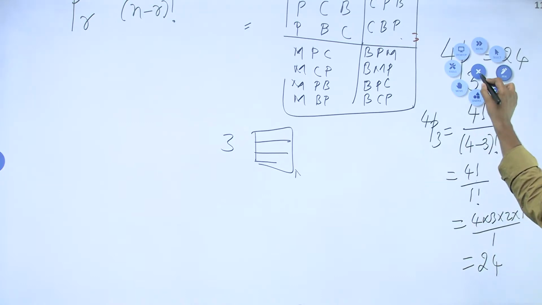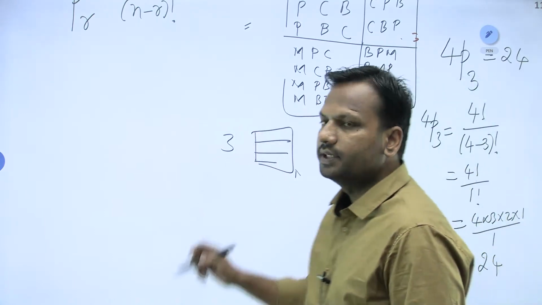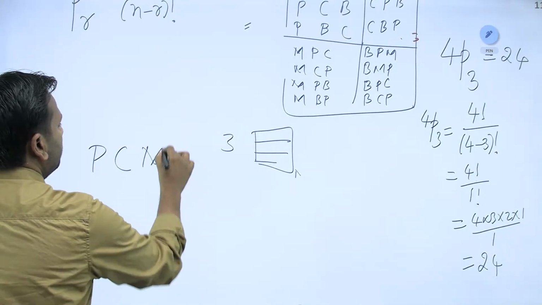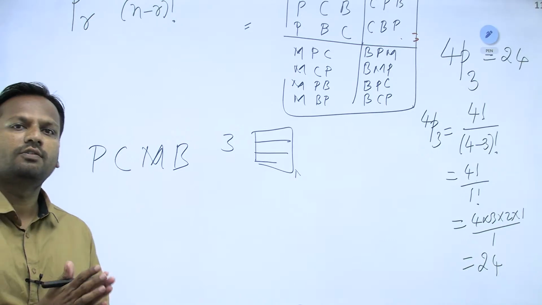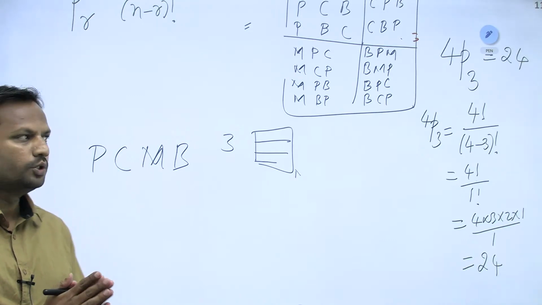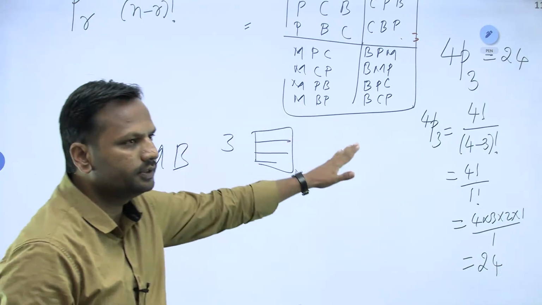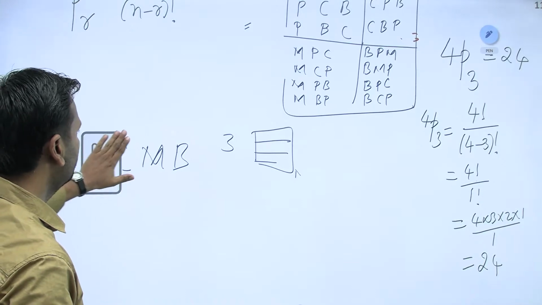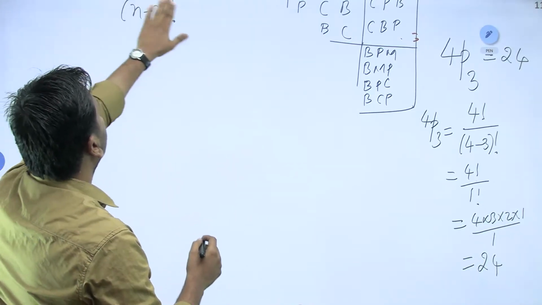So in 24 ways, you can arrange the 3 books, right? Arrange the 3 books by taking any 3 books from the given 4 books. Got it now? So this is the process, right? For this process, we have one formula. You just have to remember this. What is the formula, students? This is the formula that I have written here.